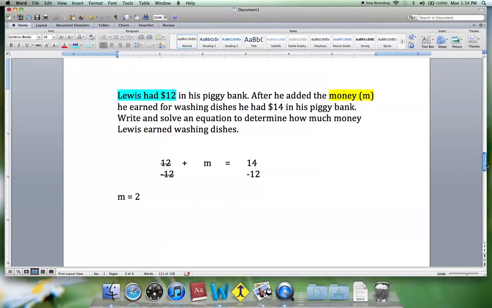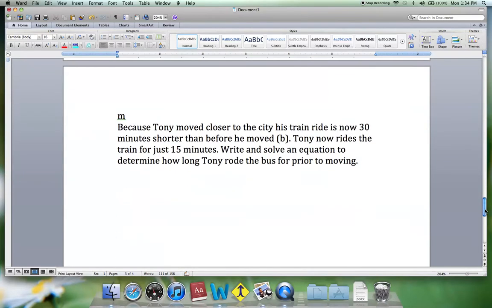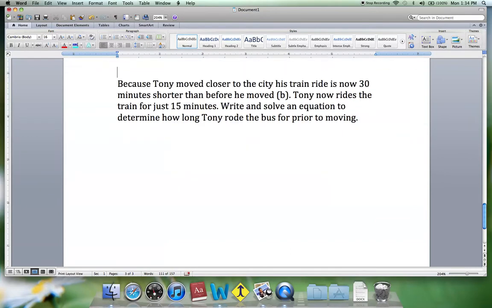All right, our final example. Because Tony moved closer to the city, his train ride is now 30 minutes shorter than before he moved. Now Tony rides the train for just 15 minutes. Write and solve an equation to determine how long Tony rode the bus prior to moving.